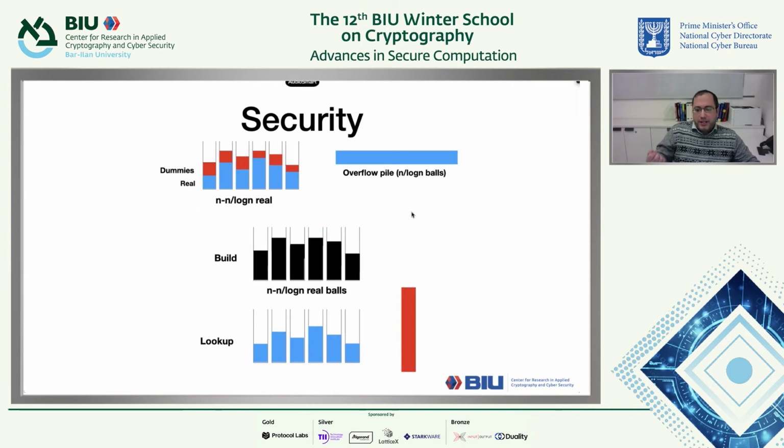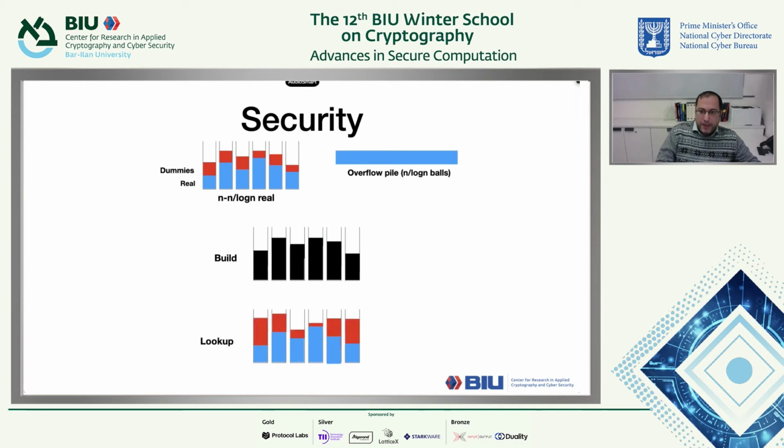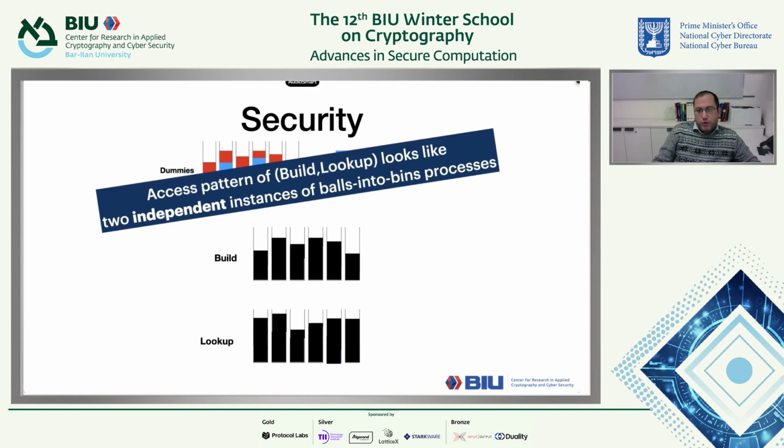So it's like throwing n minus n over log n balls into the bins, and then the remaining n over log n balls, we're going to again throw into the bins independently using fresh randomness. Overall, we're going to get completely independent balls into bins loads, independent of the build process. So these two are going to be two independent instances of balls into bins.